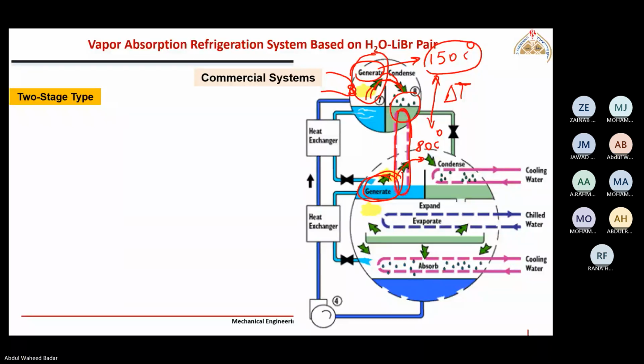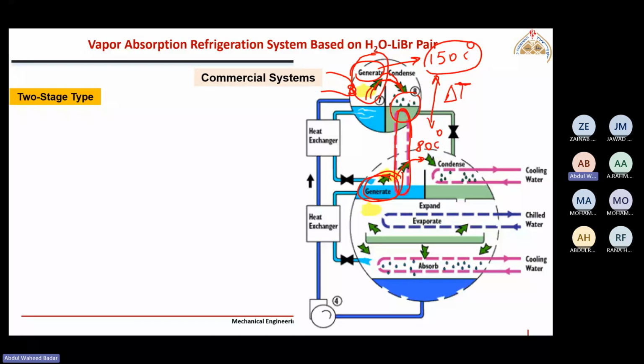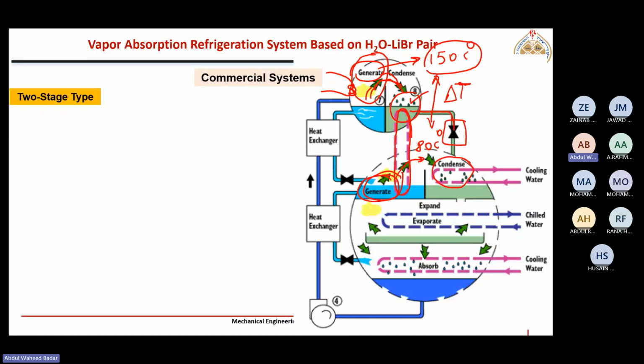stage generator. And then after condensation in the high temperature or high pressure condenser, this liquid water is sent to this low pressure condenser. And here you see this expansion valve where pressure is reduced and temperature also gets reduced. So all this water is getting collected in the low stage condenser. For the high stage condenser, we are not supplying any external cooling water. This high stage condenser is actually rejecting its heat to this low temperature generator.